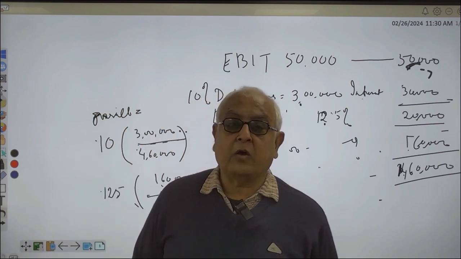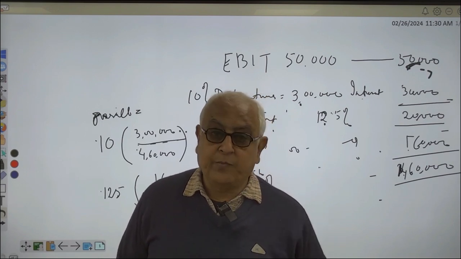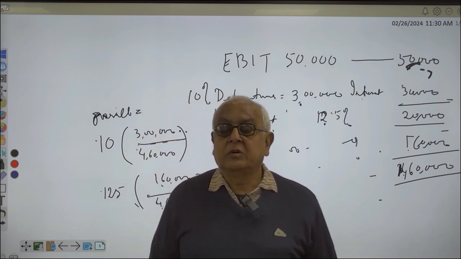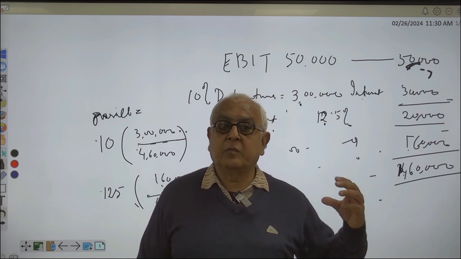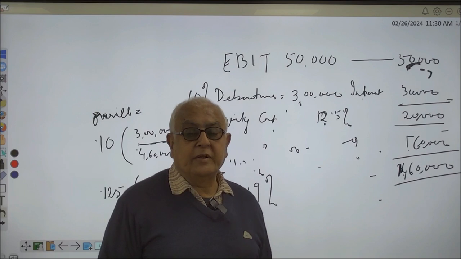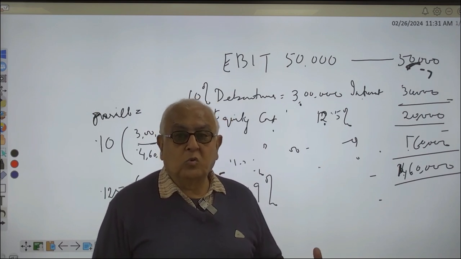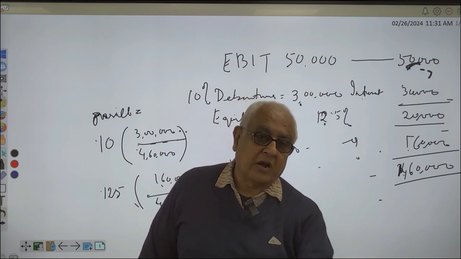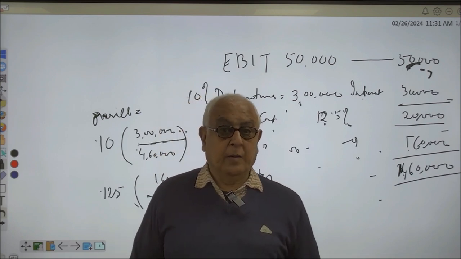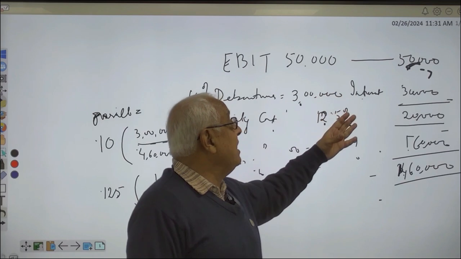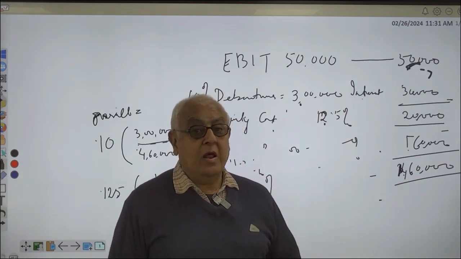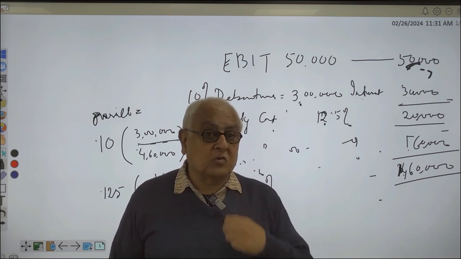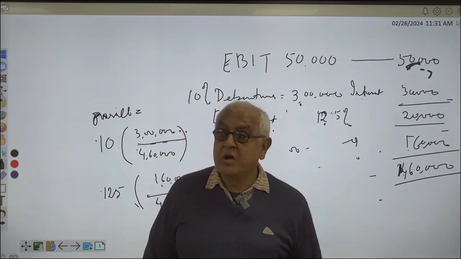Earlier it was 11.36%. Now the overall cost of capital has reduced to how much? 10.9%. Why has it reduced? Because we used cheaper capital, the debenture, whose cost is lower. The money we received, we used to meet out the equity shareholders. The capital structure remained 4,60,000, but the mix changed to 3 lakh and 1,60,000. The capitalization rate remains 12.5%. Our overall cost of capital has gone down from 11.36% to 10.9%.